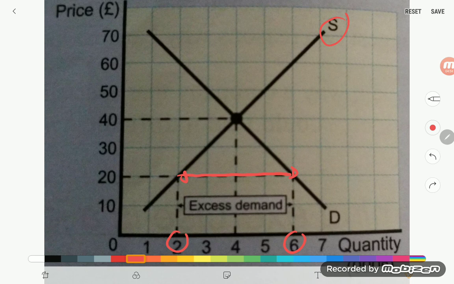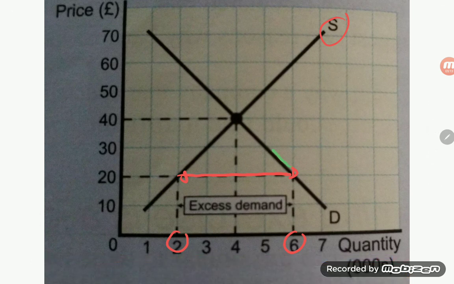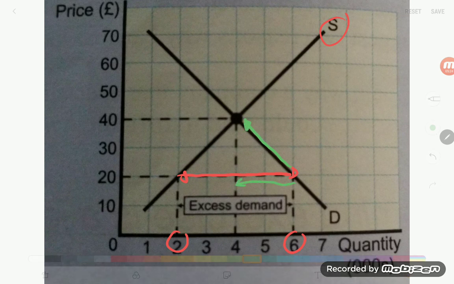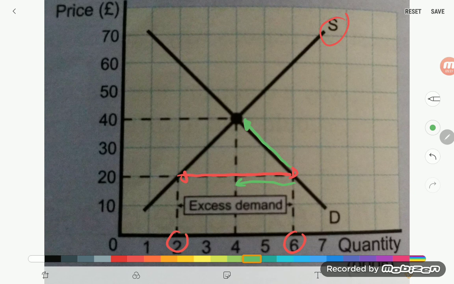So what will happen, obviously we cannot stay at this price. The price is too low and there is excess demand. So what's going to happen? The market will see prices rise to clear this excess demand. Prices will be bid up, so they'll go up from 20 to say 25 to 30, and as prices go up there will be a contraction in demand. So demand will fall from 6,000 to 4,000 as the price goes up to 40.